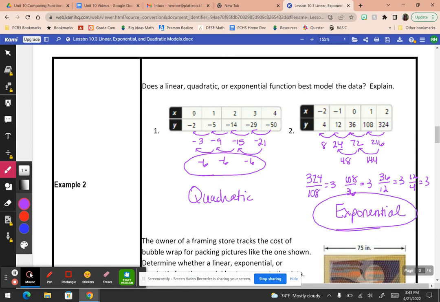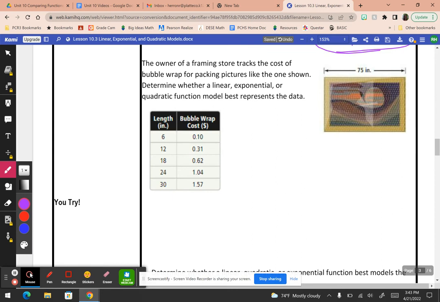Okay? All right, so next part, just applying what we've learned here. We have the owner of a framing store who tracks the cost of bubble wrap for packing pictures like the one shown. Determine whether a linear, exponential, or quadratic function model best represents the data. All right, so again, same thing.